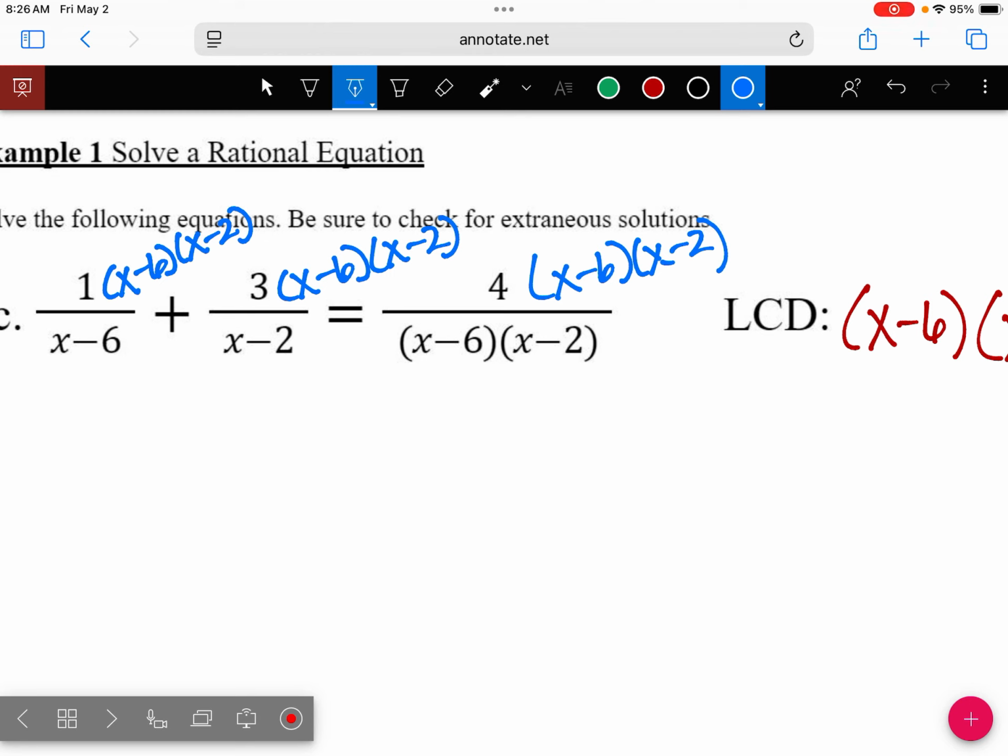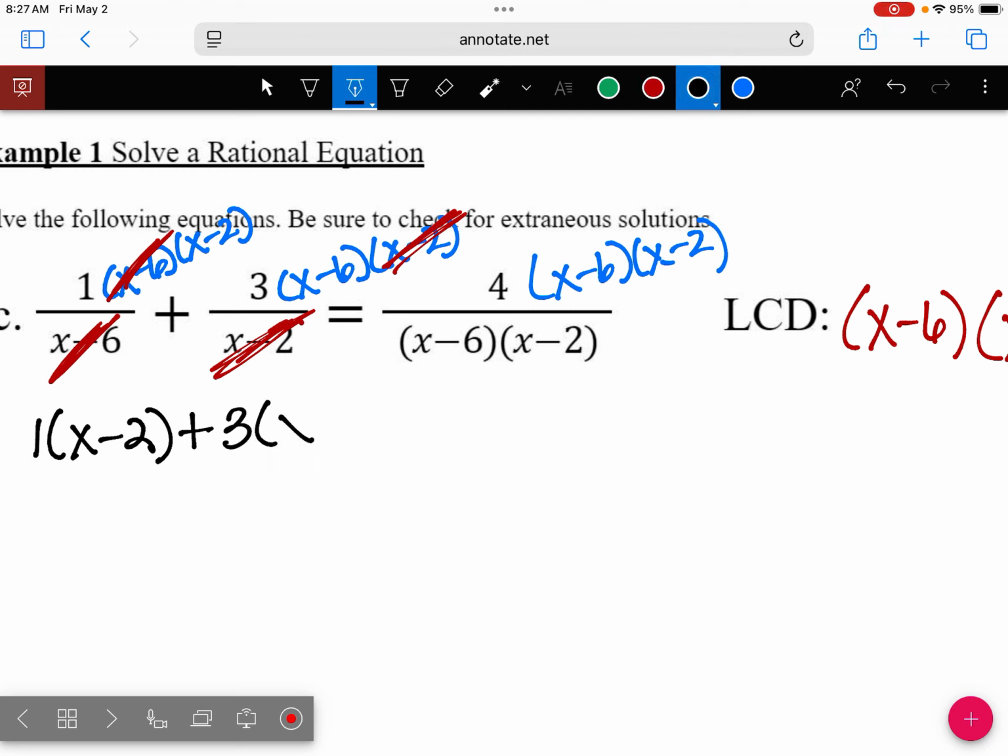Okay, so on the first fraction, only the x minus 6 goes away. So that's going to leave me with 1 times x minus 2. Bring down the addition sign. On the second fraction, the x minus 2 goes away. So that's going to leave me with 3 times x minus 6. And on the third fraction, they both go away. So we just have a 4.